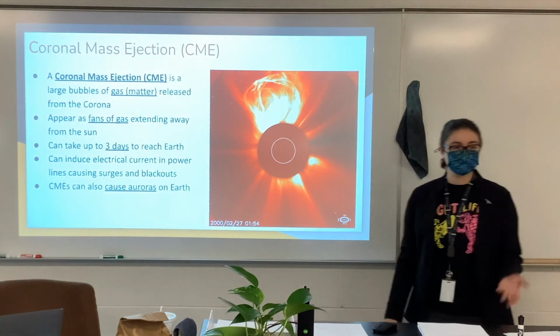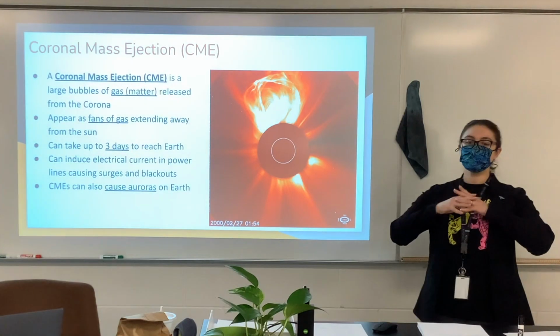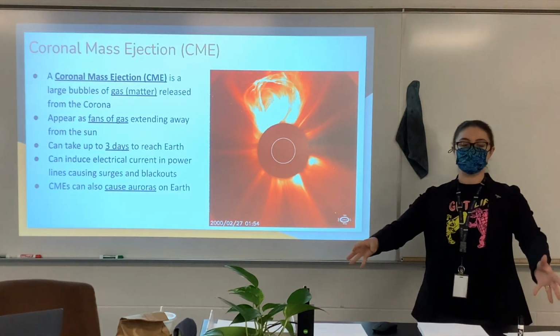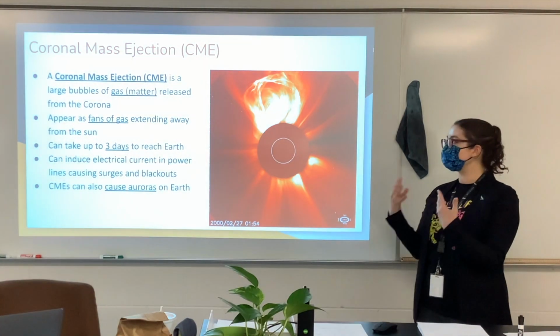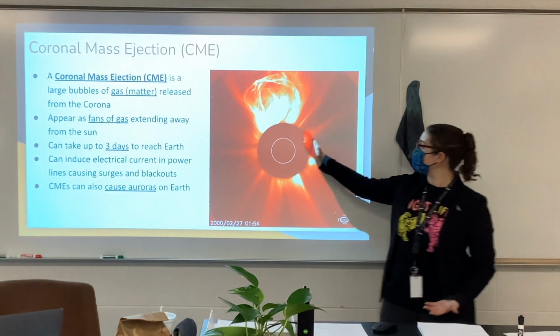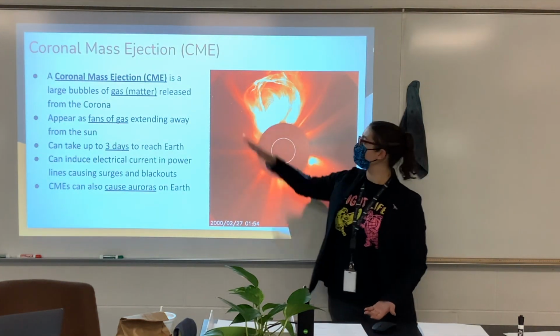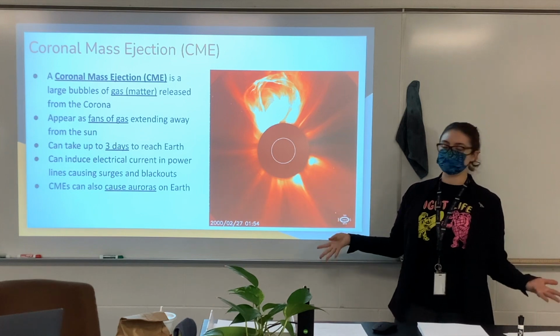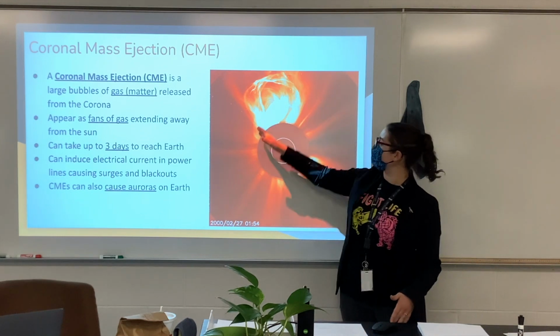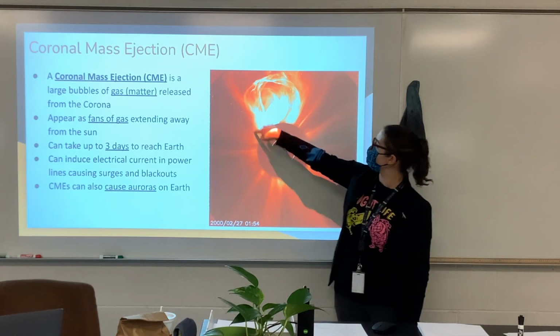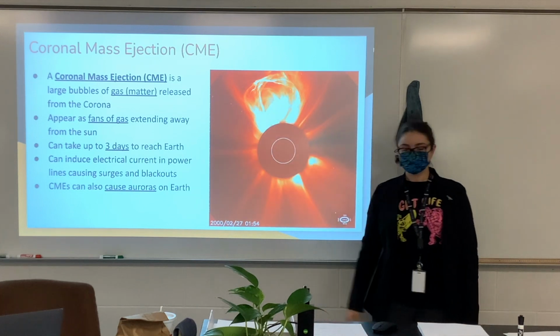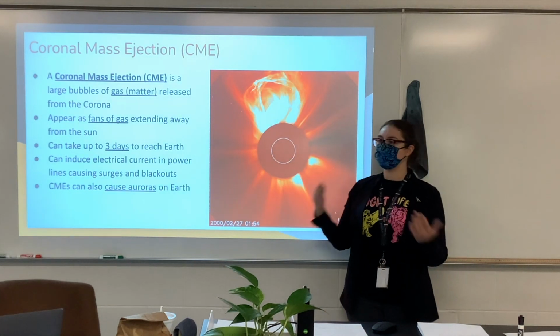So a coronal mass ejection, or CME, is literally a large bubble of gas, matter, being ejected from the sun. And it tends to leave from the corona specifically, and it tends to spread out as a fan. So this big fan-shaped piece of the image there, that is the CME.